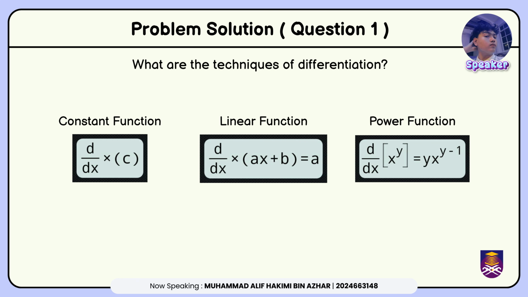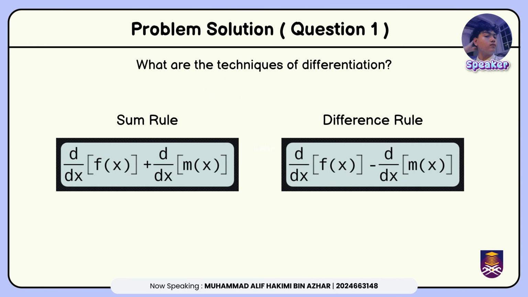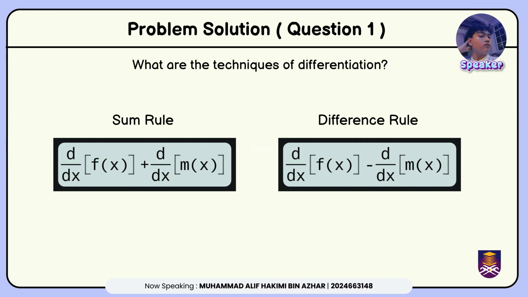First one is the constant function. The derivative is 0. For linear functions, the derivative is the coefficient of x, and for the power rule for x to the power of n, the derivative is n x to the power of n minus 1. Sum and difference rules: derivatives can be added or subtracted term by term.